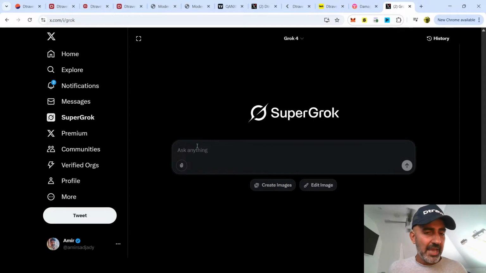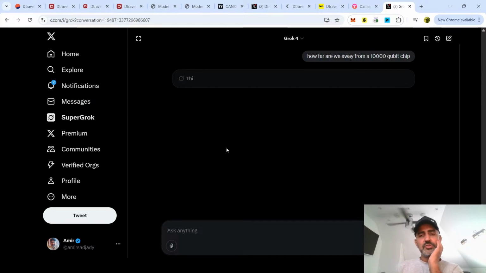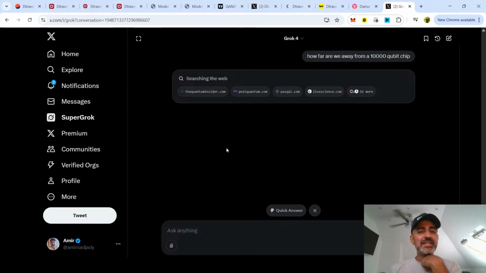Let's have a look at AI and see what AI says. How far are we away from a 10,000 qubit chip? Let's see what Grok says. We're using Grok 4, so it should be quite an in-depth study. It's going to go and search the web for us and tell us. So we're at 1,000 qubits now. We want 10,000 qubits, right? That's the next round number.